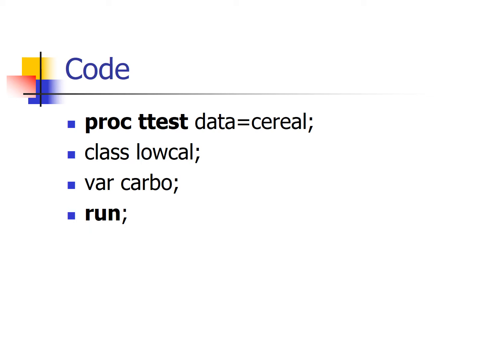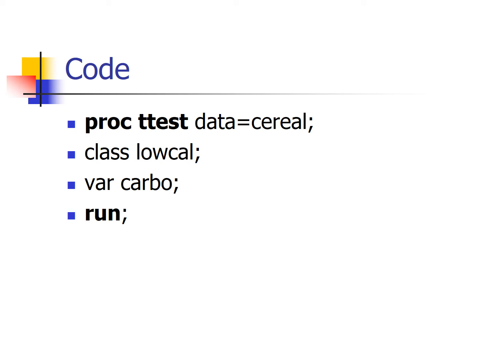So here's how we would do it in proc t-test. Here's a cereal data set. I think we used it a couple times in Stat 511. We have two groups of cereals. Some of the cereals are low calorie cereals, some are not low calorie. So we have a low calorie group and a non-low calorie group. Those are the groups we want to compare.